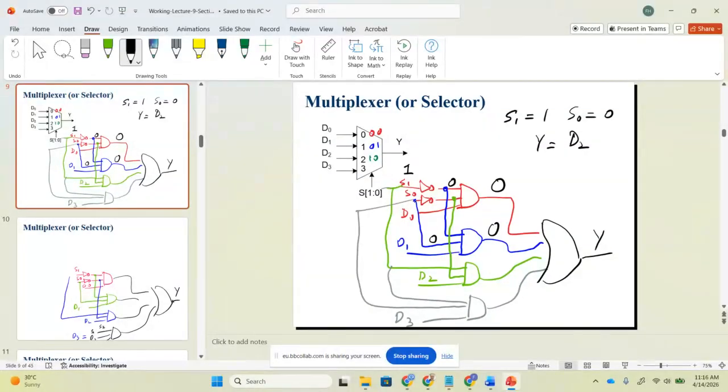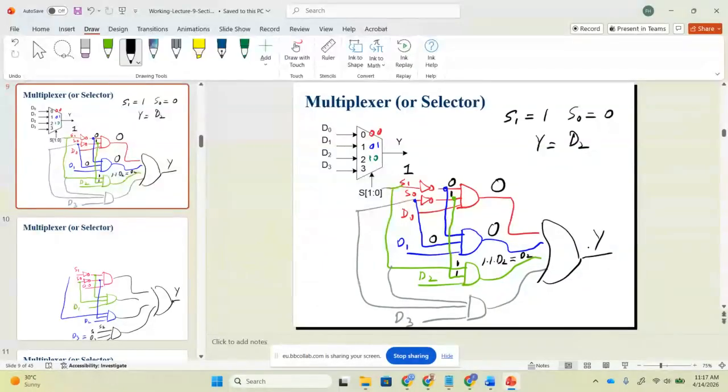When S0 is 0, this will invert the value, so this will give me a 1. S0 bar will be 1, and this one will come here, so this will be 1 here. And now S1 is 1. Since S1 is 1 and coming here, 1 and 1, then we have 1.1.D2, which will give me D2.